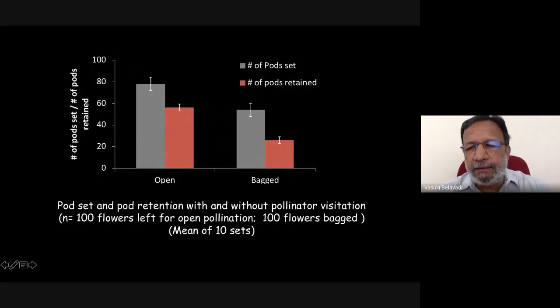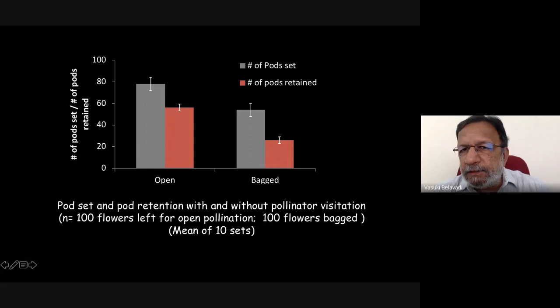So the interesting thing here is when you completely bag, under the bagged condition, when you are not allowing any visitation, then also sunhemp is capable of setting nearly about 55%. 55% of the pods are set, and nearly about 25% of pods are retained. That means it is completely fertilized and the pods are retained. Whereas in the open, you see nearly 80% setting and about 56 or 58% retained. So this is pod set and pod retention with and without pollinator visitation.